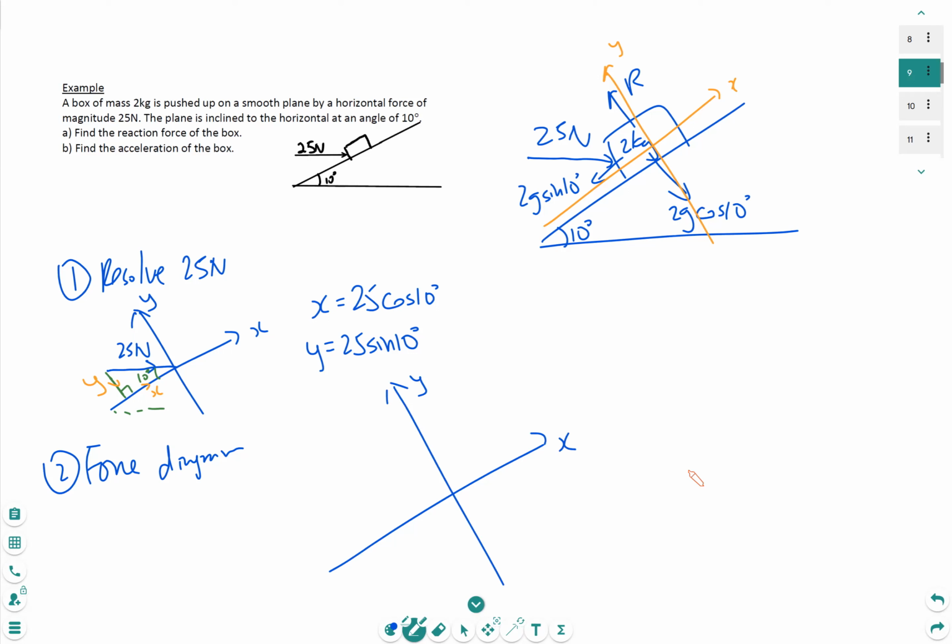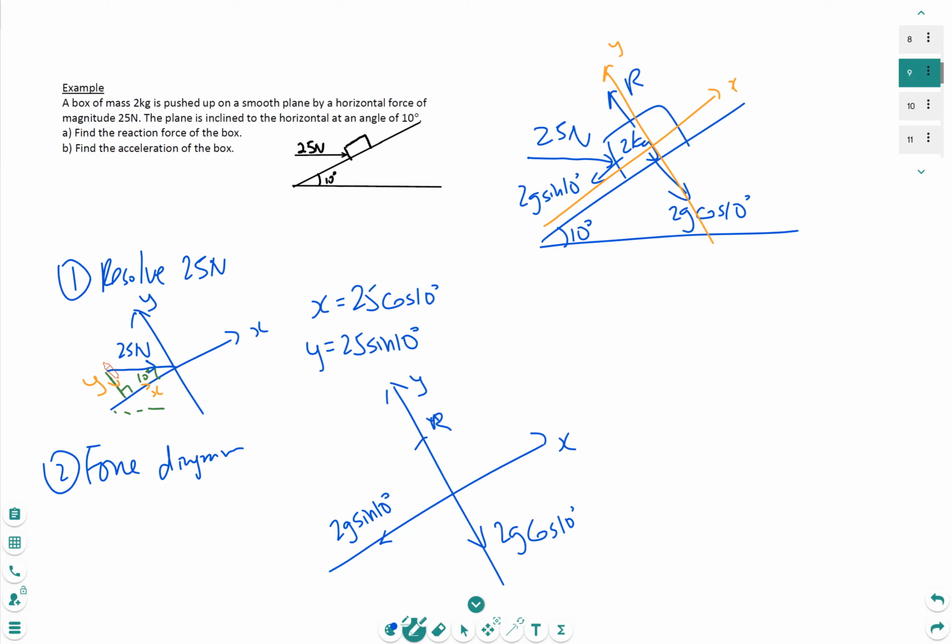So my X is 2g sine 10. That's my X. 2g sine 10, and my Y is going down, I've got 2g cos 10 in there, and I've got reaction going upwards.